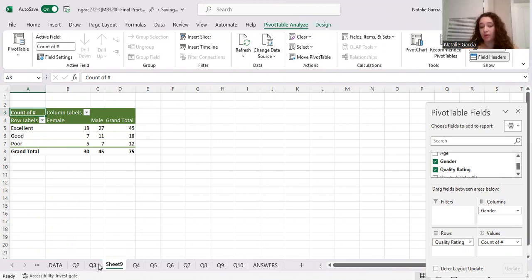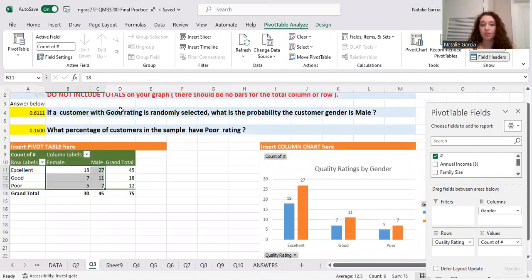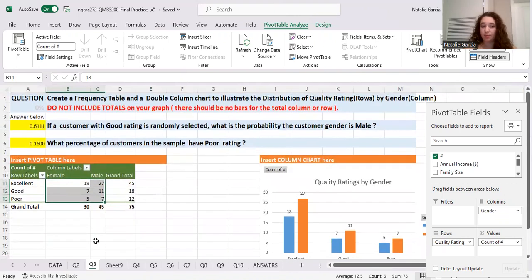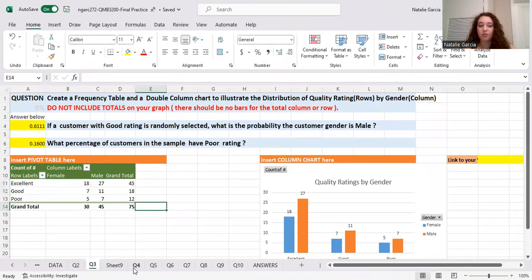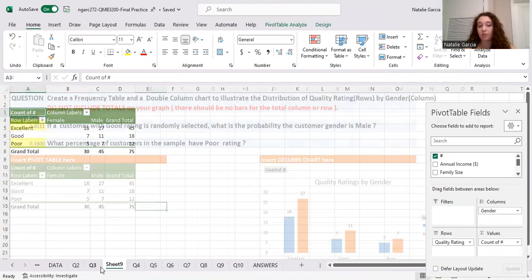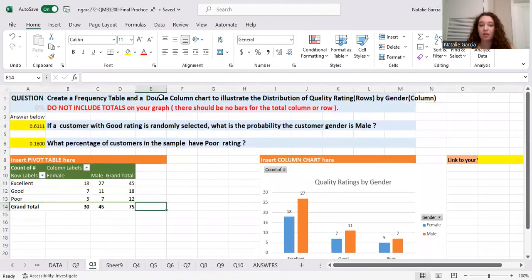This is going to create a frequency table for the quality ratings versus the gender, which is what was requested here. And they have a spot for the pivot table. If you look, this pivot table here that I have for my answer does match exactly what was presented here on the second sheet where I was showing you how to come up with that.